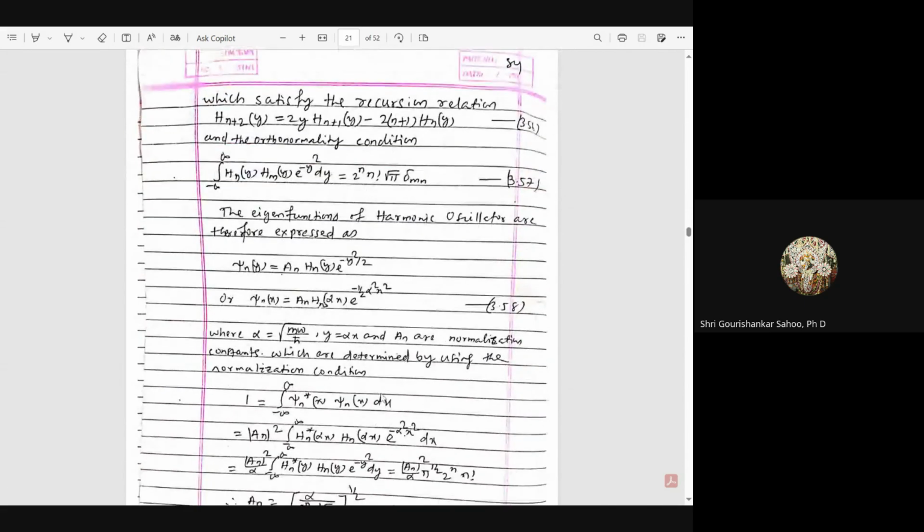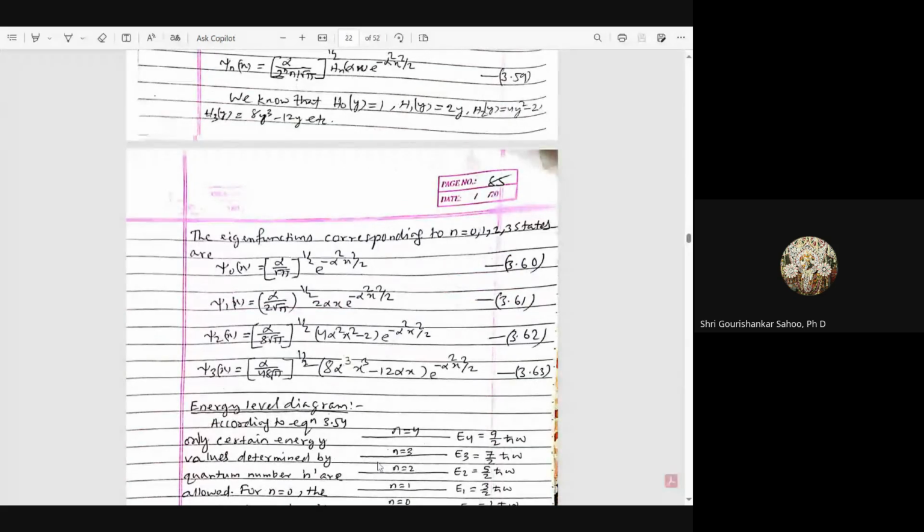Now it satisfies the recursion relation, and you have the wave function psi n is equal to (alpha divided by 2 to the power n n factorial root pi) to the power half Hn, which is a function of alpha x, e to the power minus alpha square x square by 2. And H0 of y is equal to 1, H1 of y is equal to 2y, H2 of y is equal to 4y square minus 2. You know, this is all about Hermite polynomial.